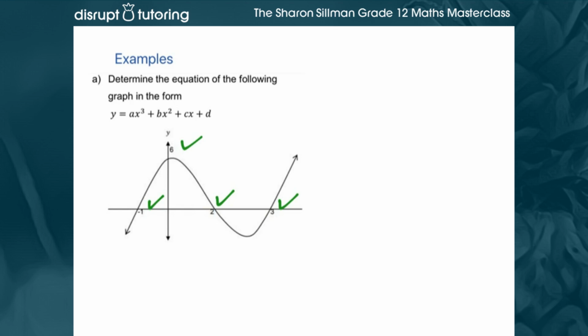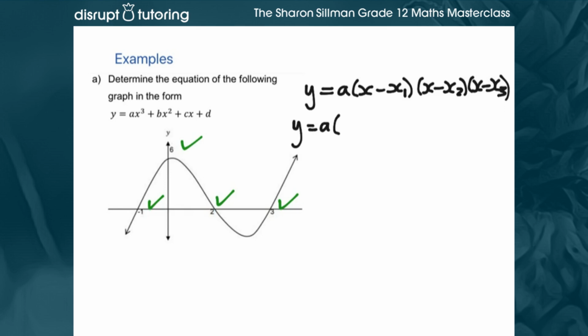So the first thing we need to do is write down the formula that I've just shown you. Each of these factors represents an x-intercept. So we're first going to fill the x-intercepts in. The first one is -1. So remember it's x minus, so you're subtracting -1, so we have x plus 1. The next one is 2. And the last one is 3.